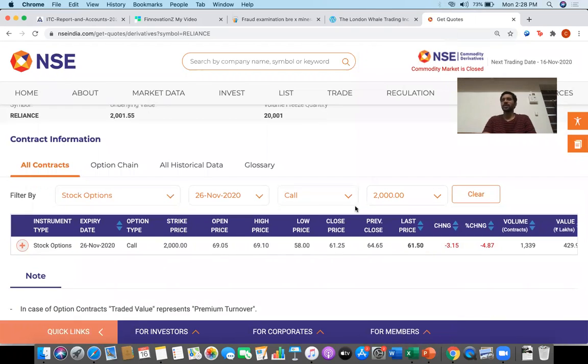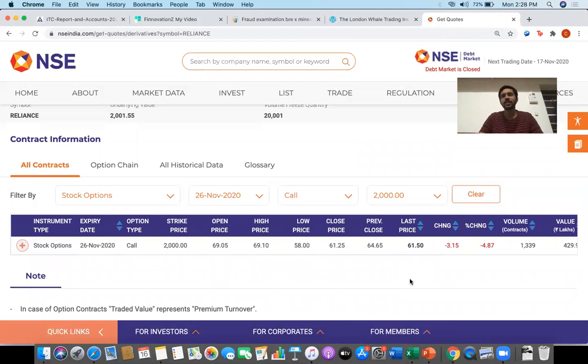Okay, the last price, which is nothing but the closing price of this particular call option. This particular call option meaning a call option whose strike price is 2000, which means it's at the money because the share price is also almost close to 2000, whose expiry is on the 26th of November 2020, and it is a call option. That call option's price is 61.5.